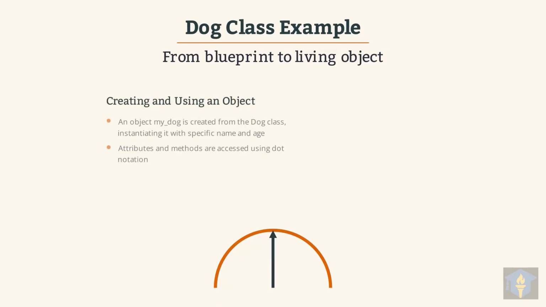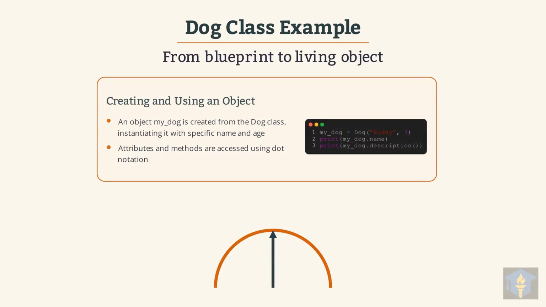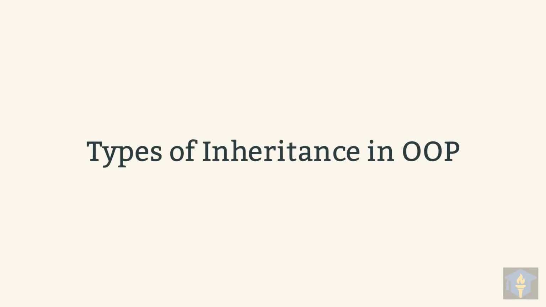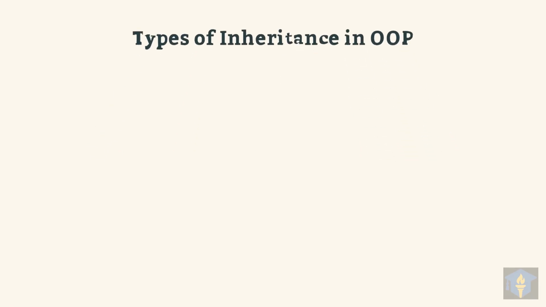Now, let's see how to create an object from this dog class and interact with it. Here, my dog is created from the dog class with a specific name and age, accessing its attributes and methods using dot notation. This code creates a dog object named Buddy at age 3, then prints its name and calls its description method.